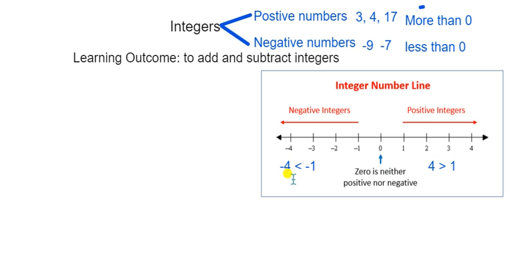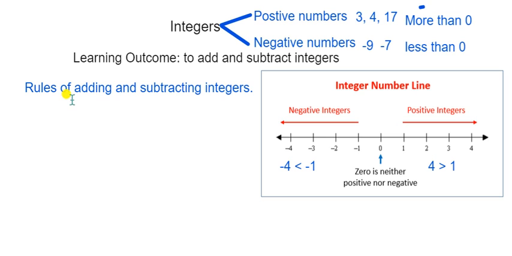I hope you have understood. The more negative a number is, the lesser its value is, whereas the more positive a number is, the higher its value is. All the negative numbers are less than 0, whereas positive numbers are more than 0. When we have negative and positive numbers together, we use the word integers. There are a few rules which have to be followed for adding and subtracting integers.